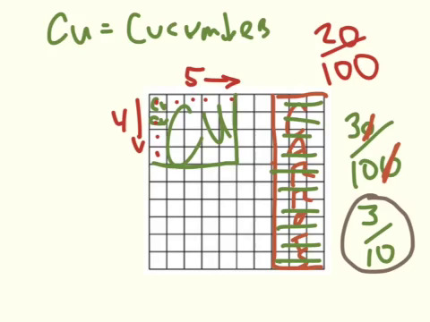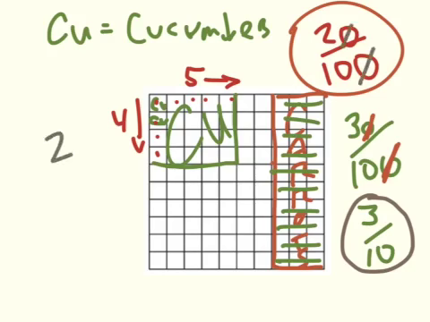What about if we go back to my cucumbers? Remember I have 20 hundredths of cucumbers? Well, let's cross out a 0 from each my numerator and denominator. I have 2/10. So 2/10 is planted with cucumbers. And that's my fraction garden.